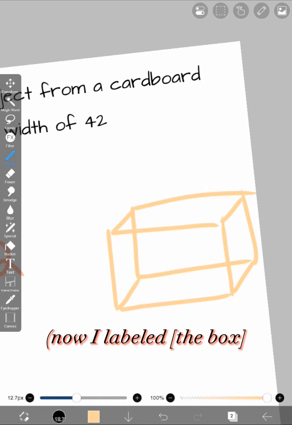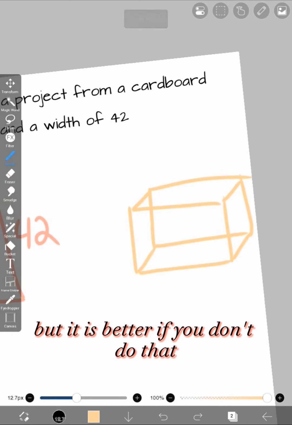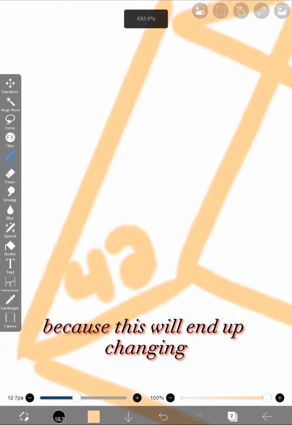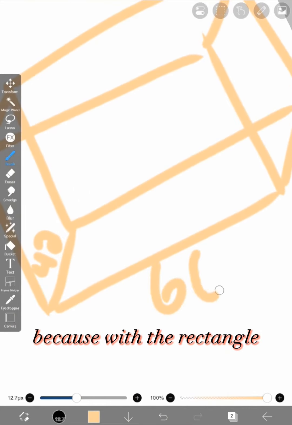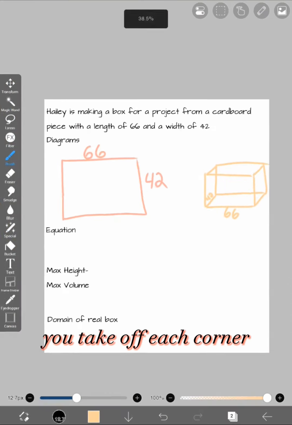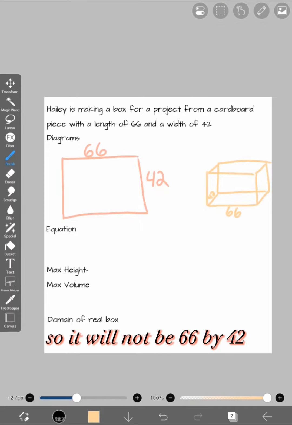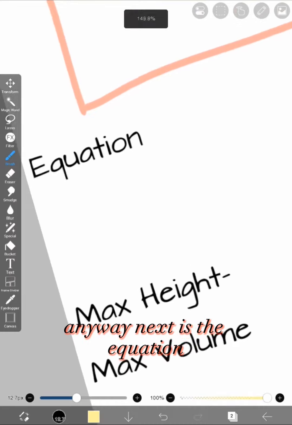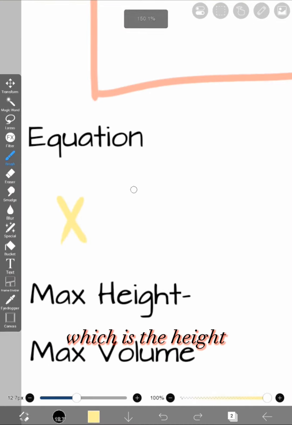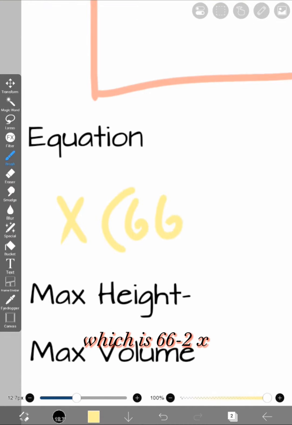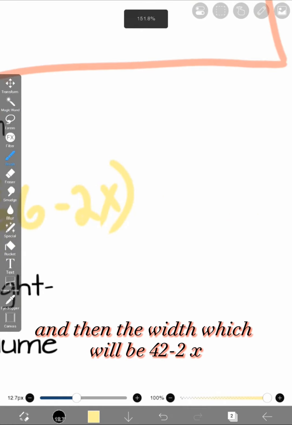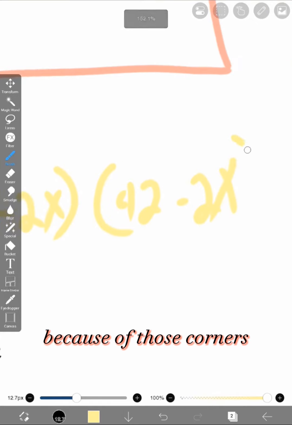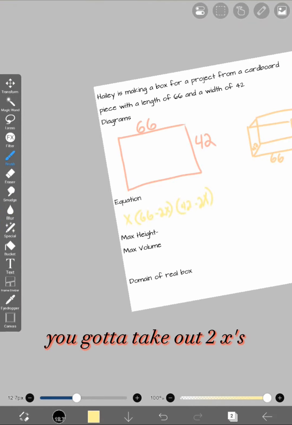Now, I labeled these, but it is better if you don't do that because this will end up changing because with the rectangle, you take off each corner, so it will not be 66 by 42, but that will be cleared up later. Anyway, next is the equation. So the equation will be x, which is the height, and then length, which is 66 minus 2x, and then the width, which will be 42 minus 2x, because of those corners, you got to take out 2 x's.